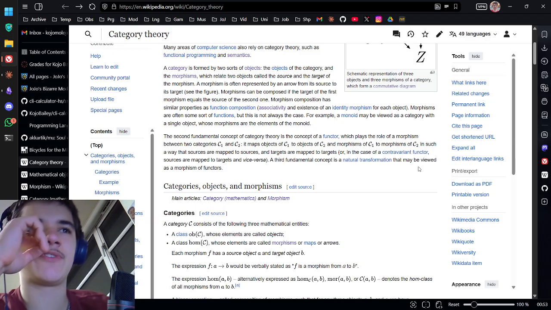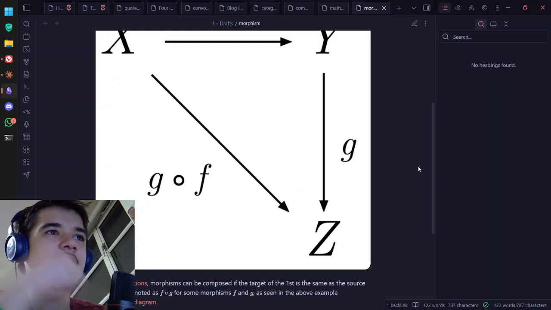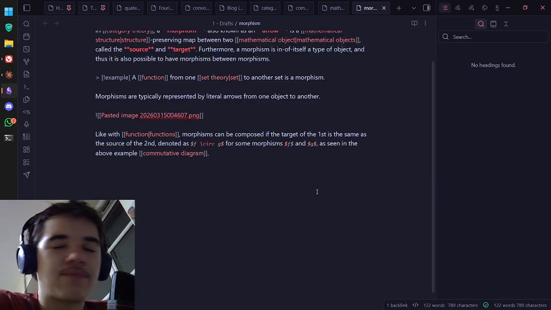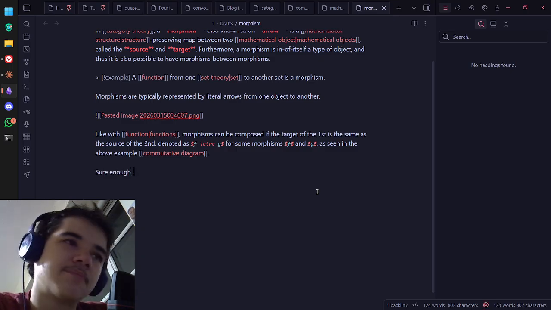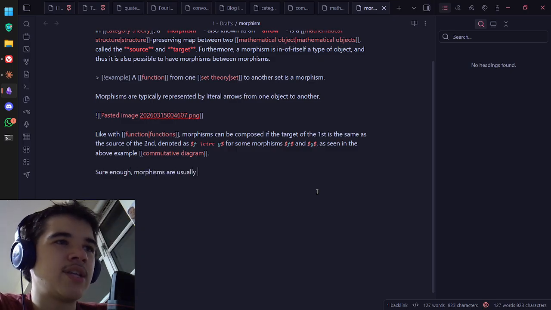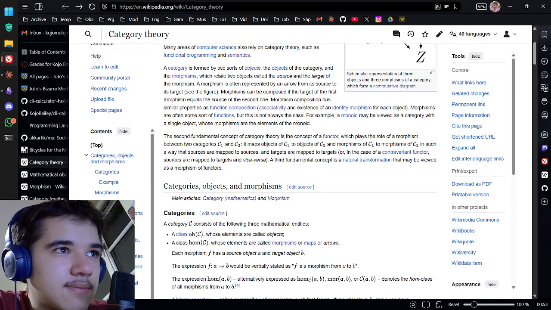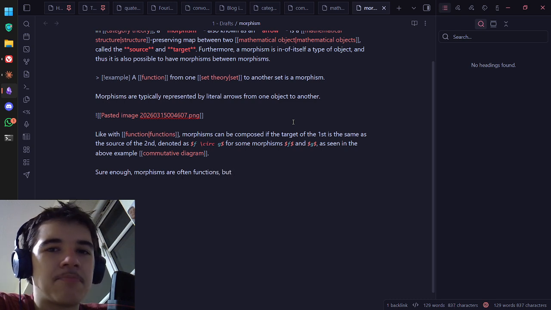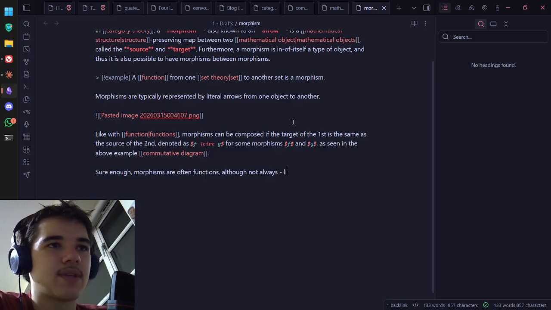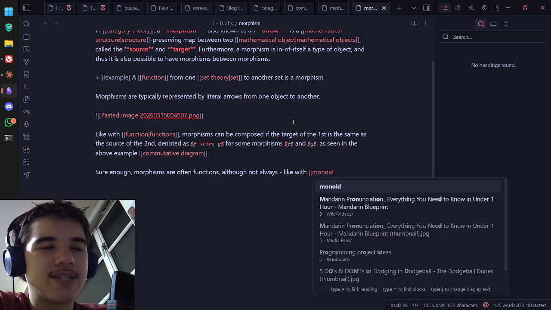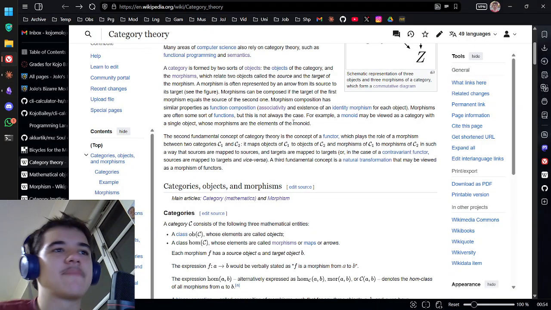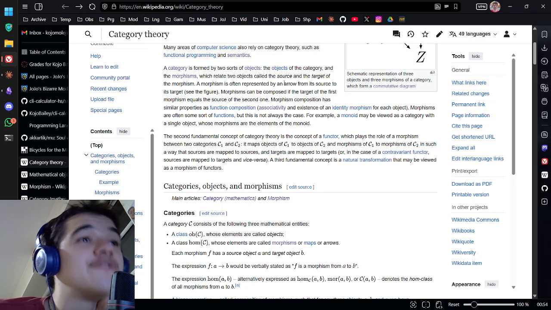Okay, so I don't fully understand this without getting into what a monoid is yet, but sure enough, morphisms are often functions, although not always, like with monoids. Yes, sir. Okay, so that's the first fundamental concept.